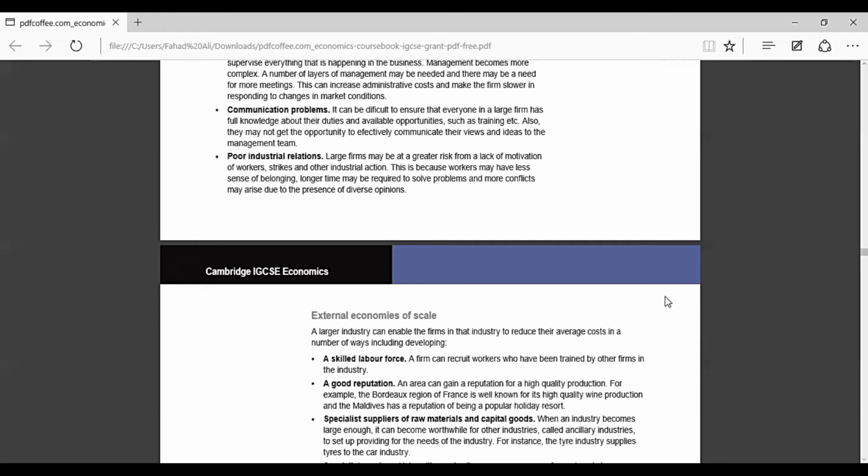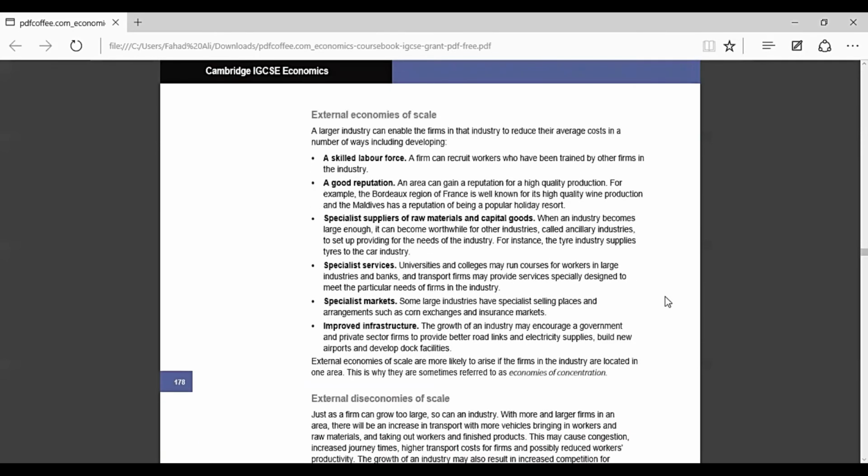And last is poor industrial action. I hope you know what industrial actions are. We have learned in trade unions. Yes, sir. Okay, so poor industrial action means strikes, and these things would also pose a diseconomy of scale.